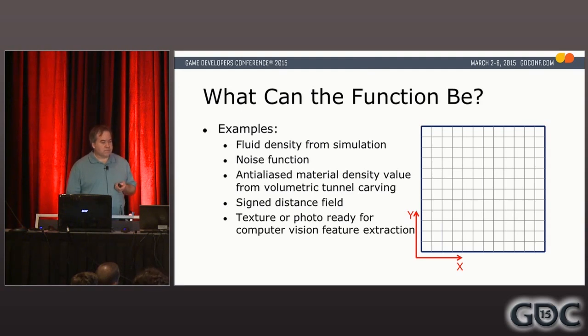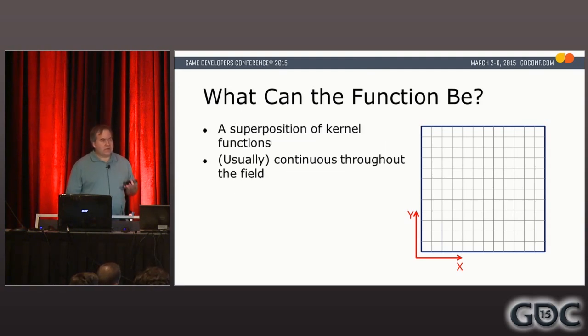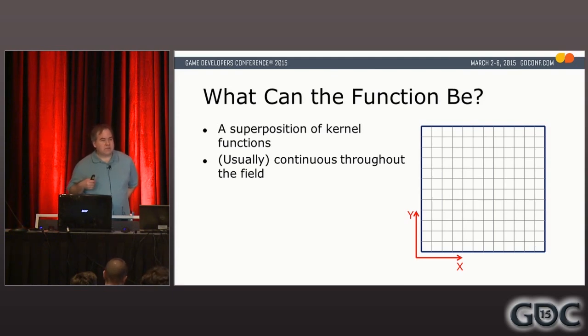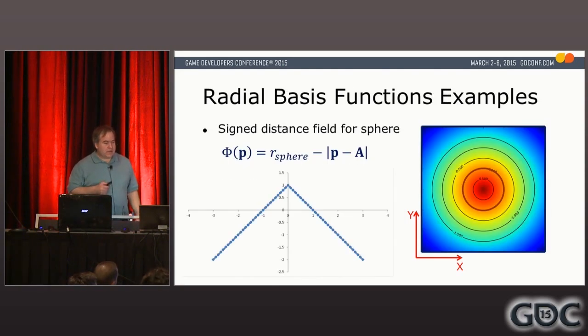But what I'm going to talk about here is how we construct an implicit field using kernel functions. A kernel function is really a function that's continuous throughout space, so that we can place them at different places in the field, and they add together to give us a continuous field function. I'm going to go through and show you a few examples.